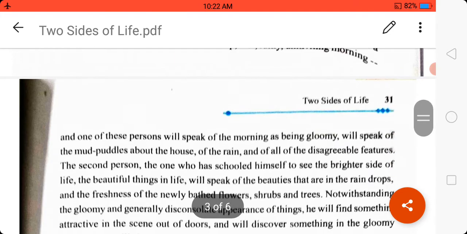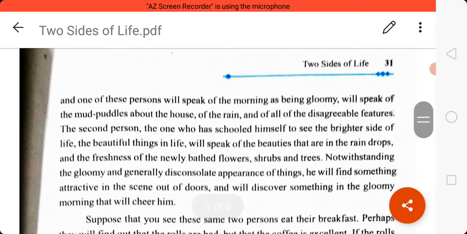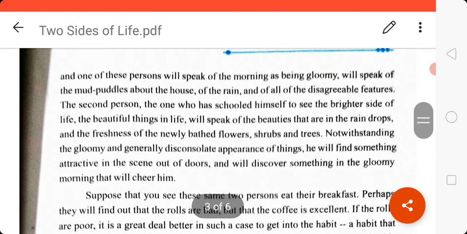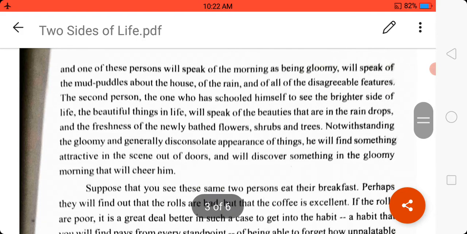And one of these persons will speak of the morning as being gloomy. So he has taken the two persons. So one person is talking about this morning. So he has taken two persons, as well as he has taken the weather. How was the weather? The weather is very gloomy. So he has taken the first person. How does the first person take this weather?